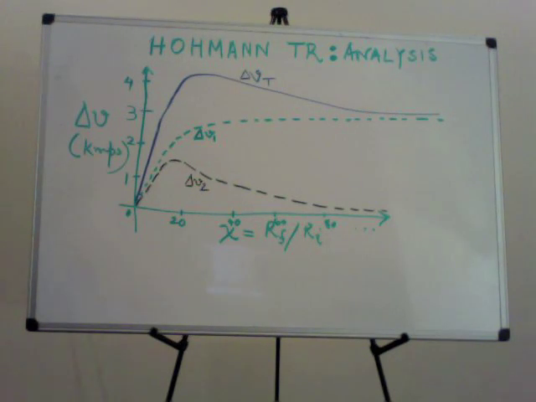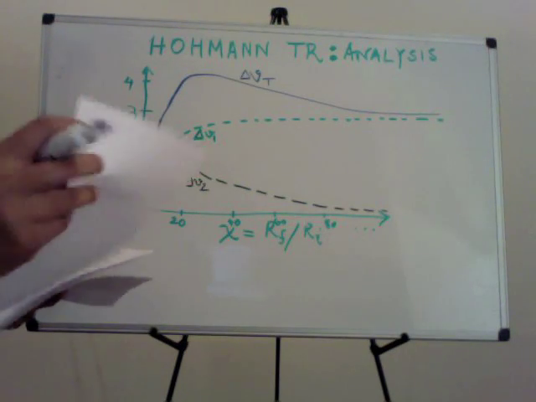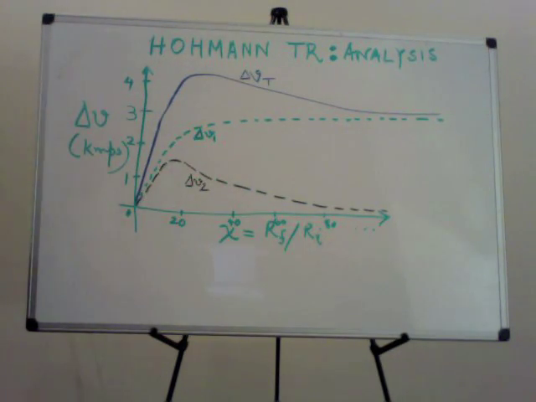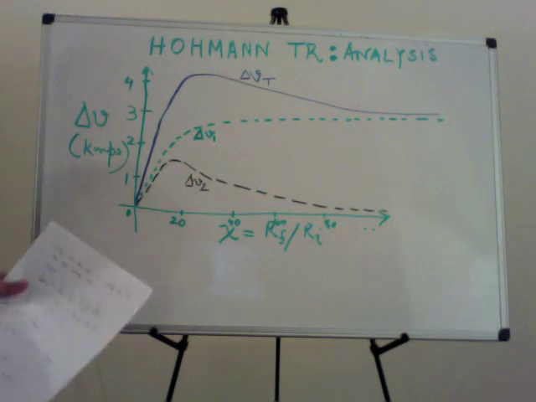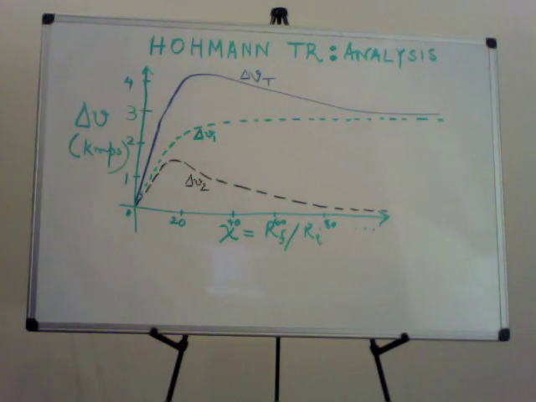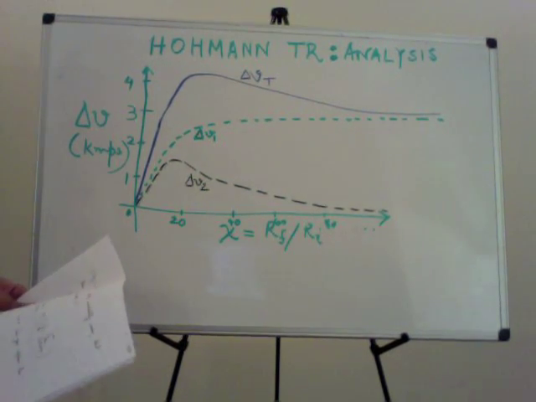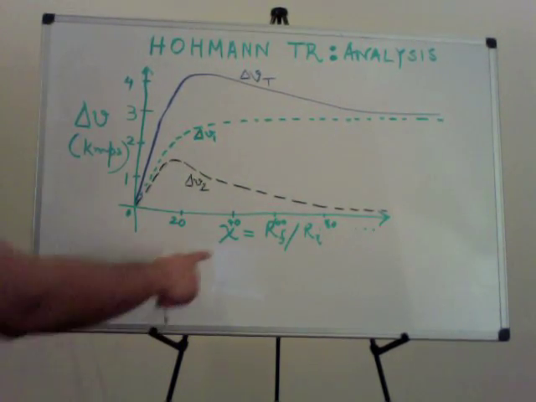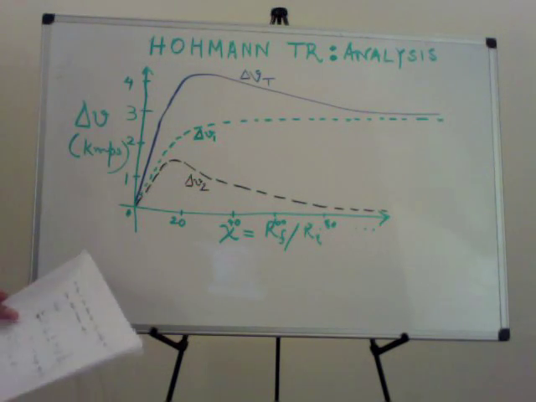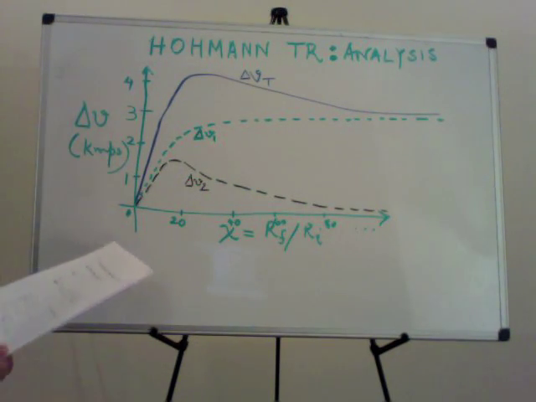All right. So what is going on in these curves? Let's try to analyze the behavior here. As you can see, delta V2 rises initially and then it starts decreasing as the ratio of the final to the initial radius increases. The question is why?